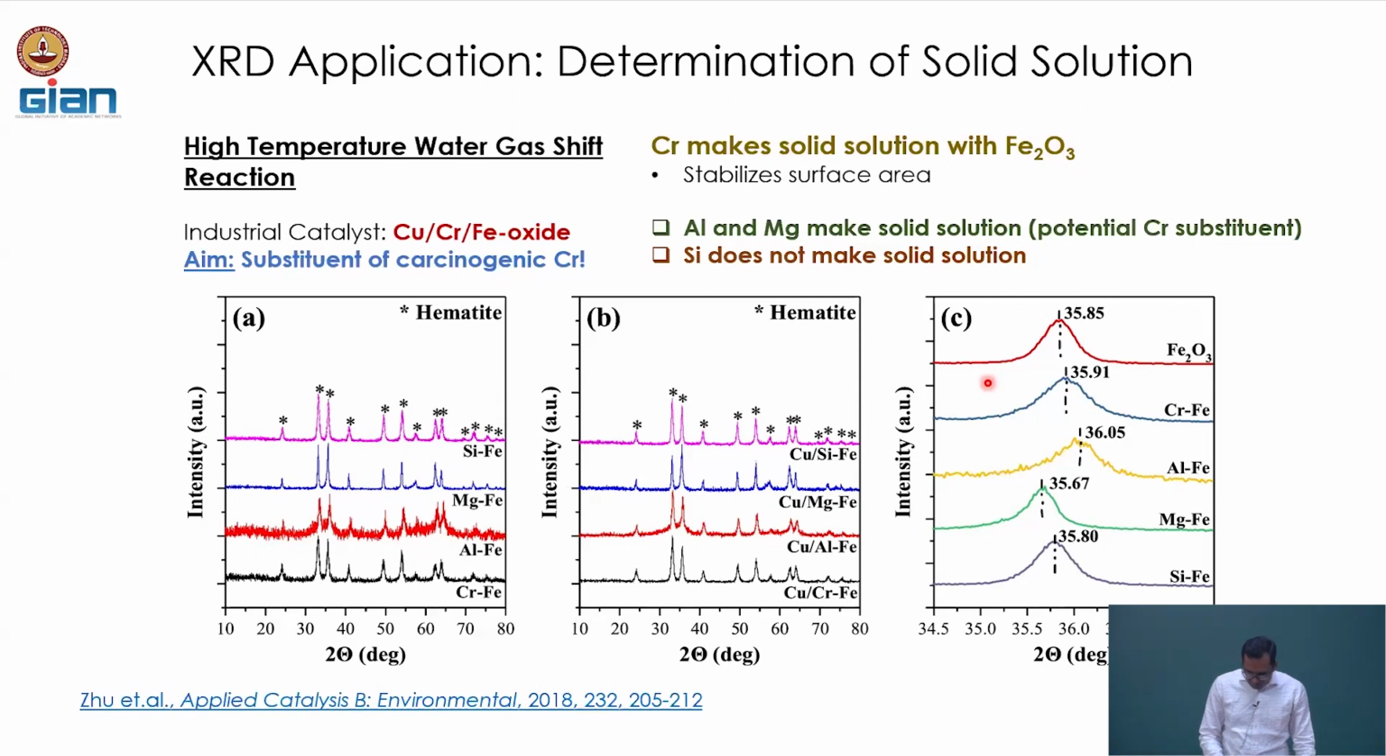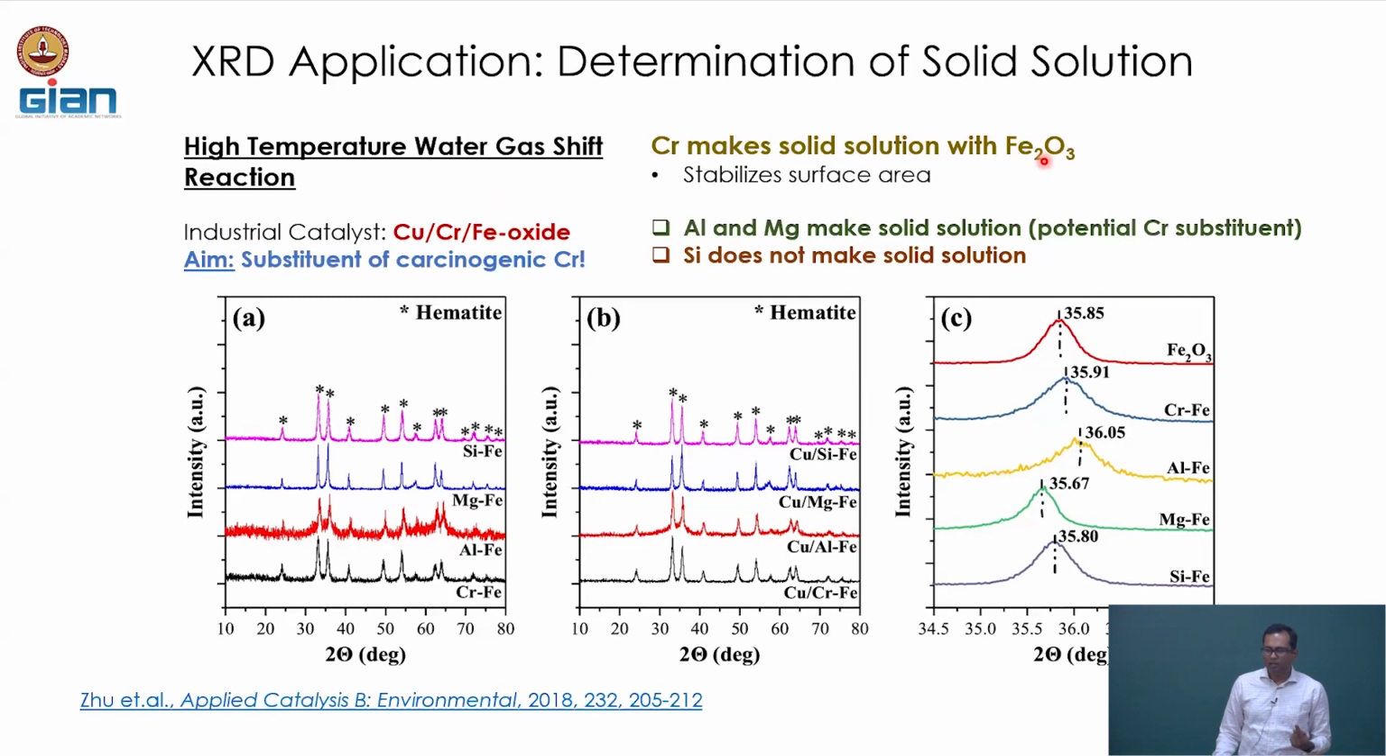So this is an application for the high temperature water gas shift reaction. A little bit of background: the high temperature water gas shift catalyst has copper, chromium and iron oxide in it, and the problem is that the chromium in its hexavalent form is a carcinogen, and hence we need to replace the chromium. Some more background: what is the role of the chromium? What people have found is that the chromium makes a solid solution with the hematite phase, and hence it stabilizes the bulk phase of Fe2O3, which helps in higher activity.